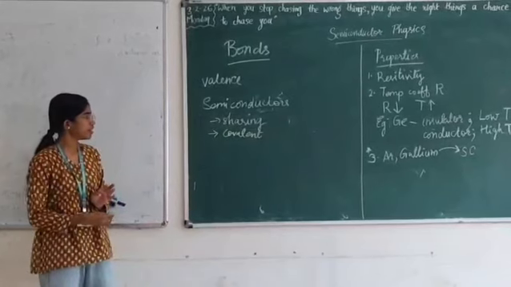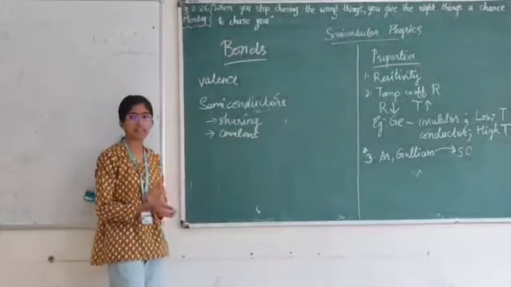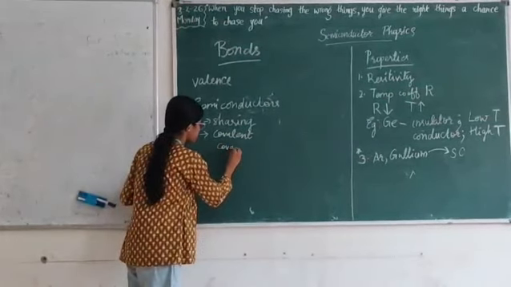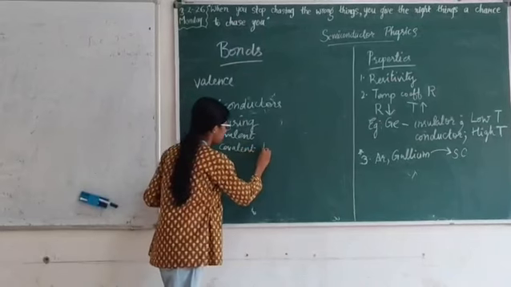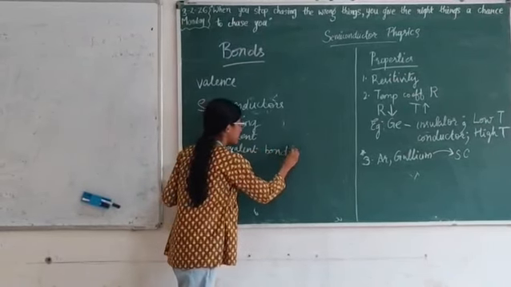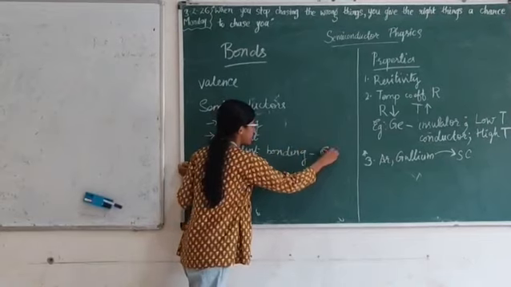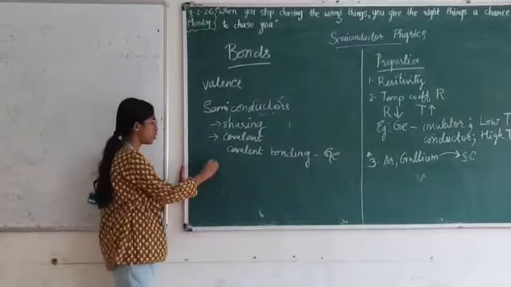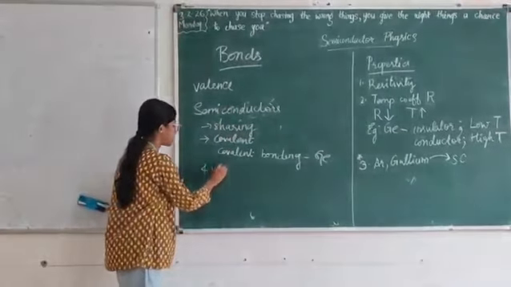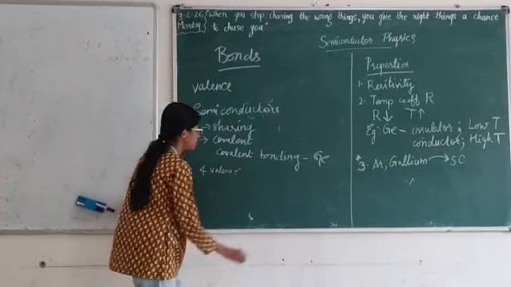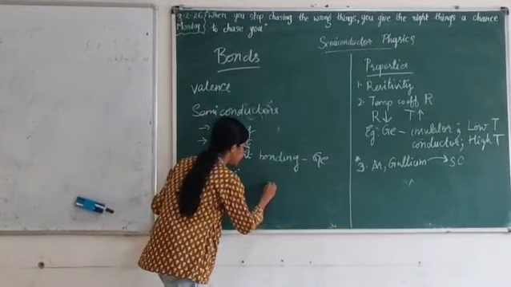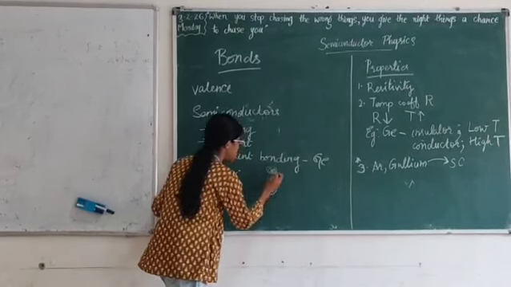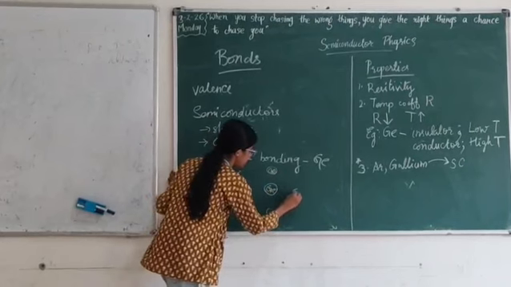So now let's discuss the covalent bonding among germanium atoms. Covalent bonding in germanium. This germanium has a valency of 4. It has 4 valence electrons. So let's say this is the germanium atom. Again, we have 3 germanium atoms.